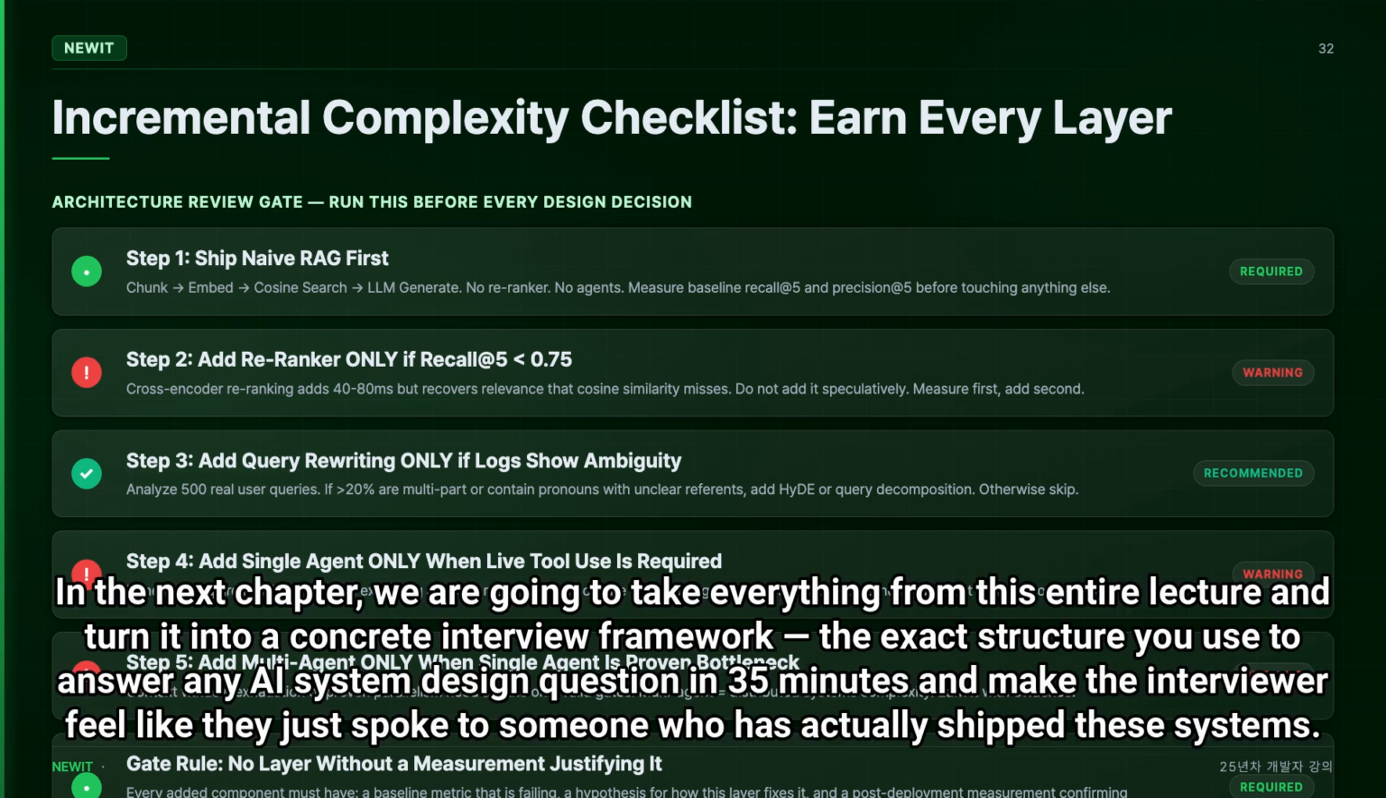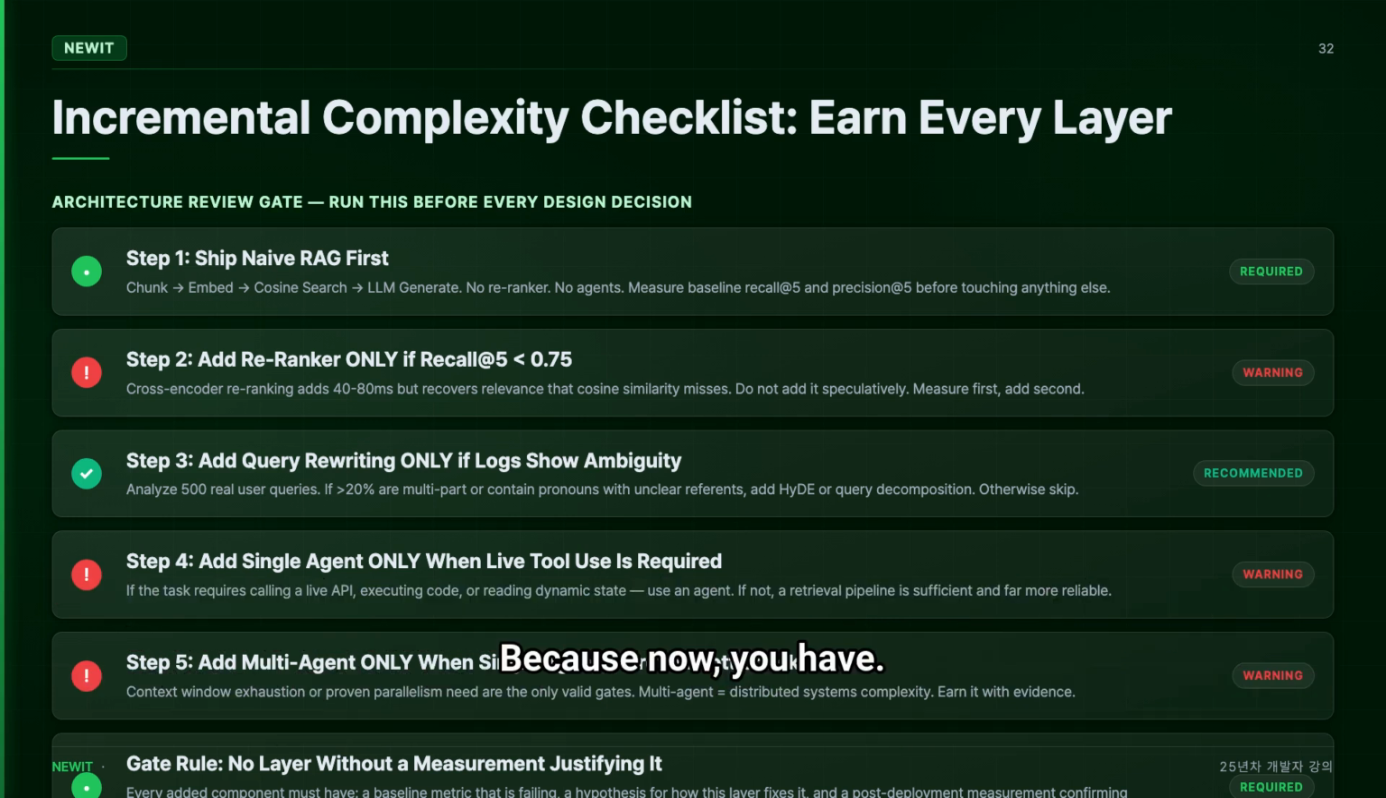Every layer you add without this evidence is technical debt you will pay during an incident at 2 a.m. In the next chapter, we are going to take everything from this entire lecture and turn it into a concrete interview framework. The exact structure you use to answer any AI system design question in 35 minutes, and make the interviewer feel they just spoke to someone who has actually shipped these systems, because now you have.